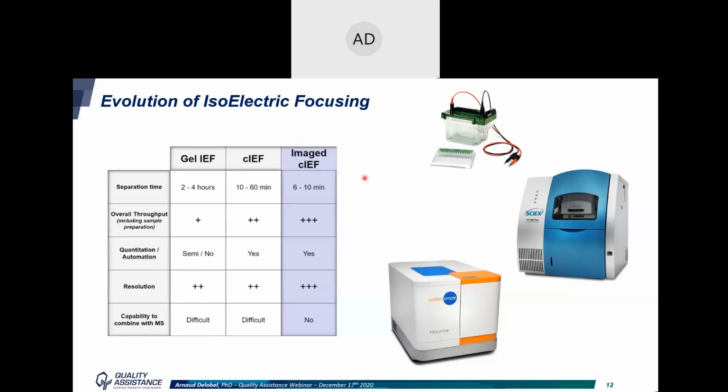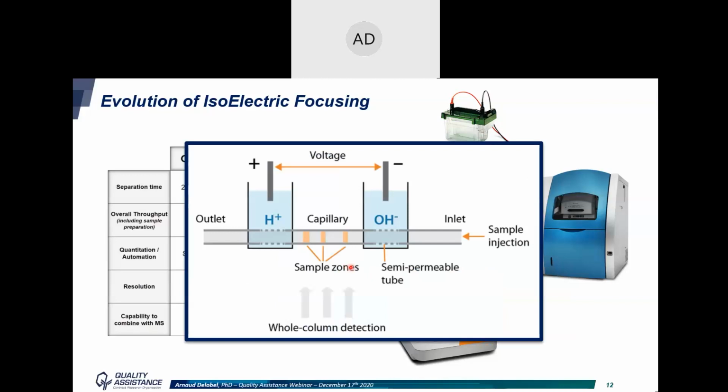We do that either on an iCE3 or a Maurice system from ProteinSimple. So you still have a decrease in separation time compared to CIEF. You have an increase in throughput. And at the same time, you also have an increase in terms of resolution. So why do you have this increase in resolution between CIEF and imaged CIEF?